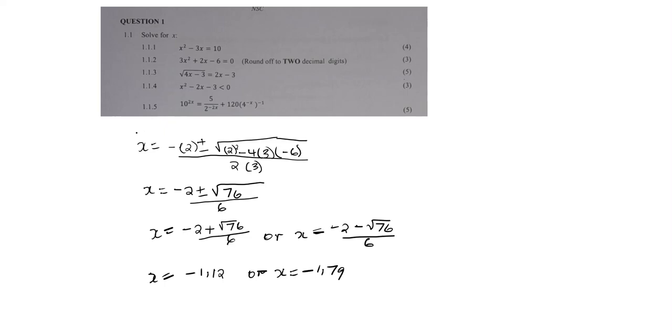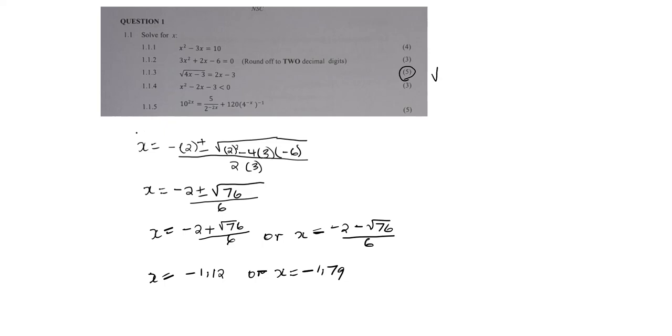I hope everything makes sense to you. So now, in solving number 1.1.3, this one, it's called a surd equation. They are called surd equations. I'm talking about this question, which is worth 5 marks.